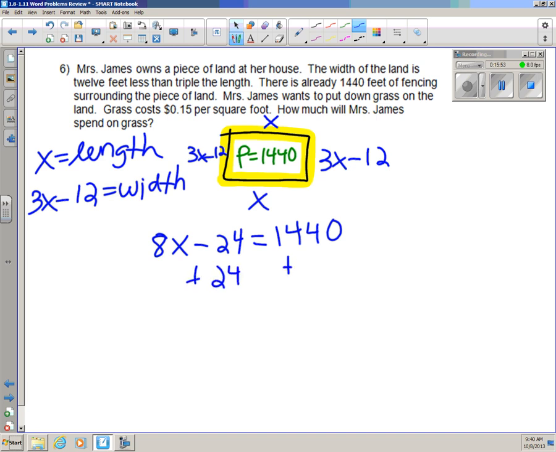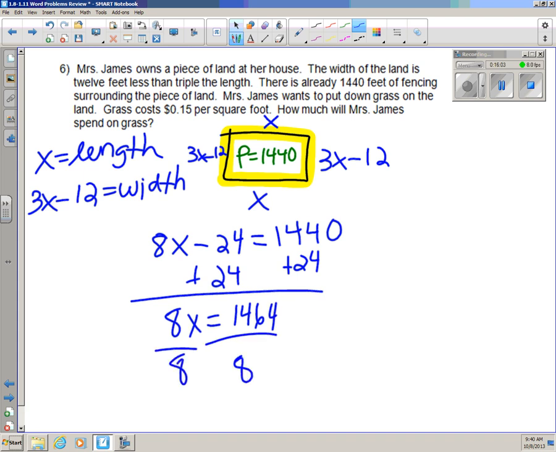Now I'm going to solve this equation. Not a big deal. Add 24 to both sides. 8x comes out to be 1464. Divide both sides by 8, and x comes out to be 183. Okay, so x is the length.